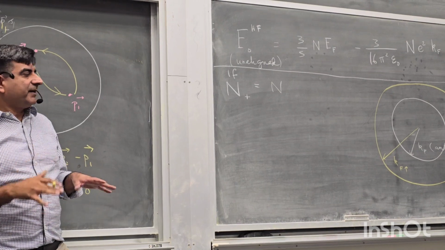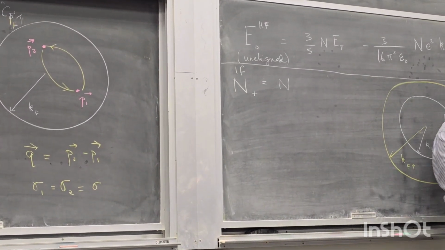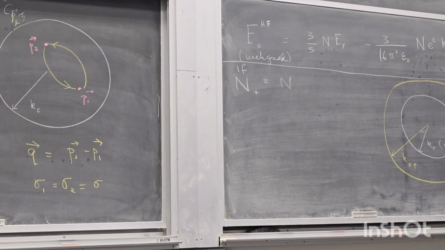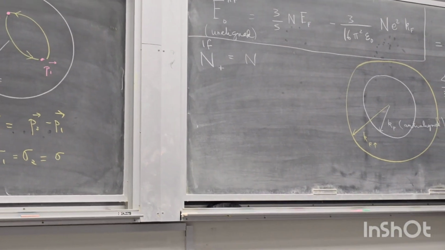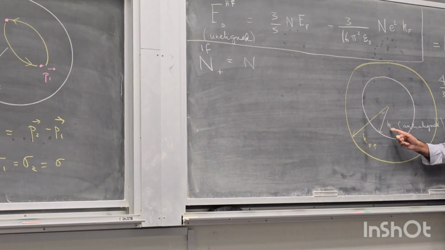I give you 4 or 5 minutes to think about this. I would like you to tell me that if all those n spins were of spin up kind, how big will this Fermi sphere be? What is the ratio of kF plus to kF?